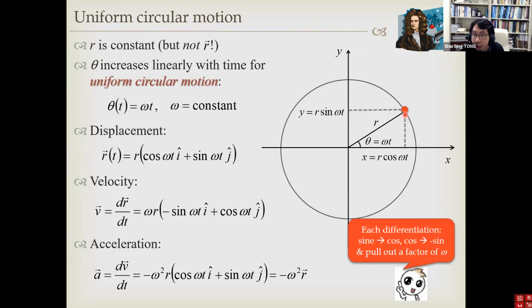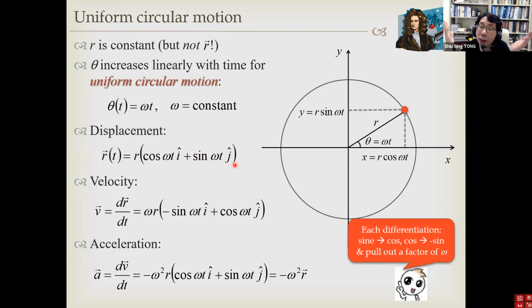So how do we specify the displacement? Well, we resolve the r vector into two components as before. The x component is r cosine theta. And now theta is omega t. So we have r cosine theta, or r cosine omega t, as the x component. The y component is r sine theta, or r sine omega t. So that is the y component. We add the two components together. We express everything in terms of omega t. And then we should remember to put the basis vectors. The i is for the x component. The j is for the y component. Okay.